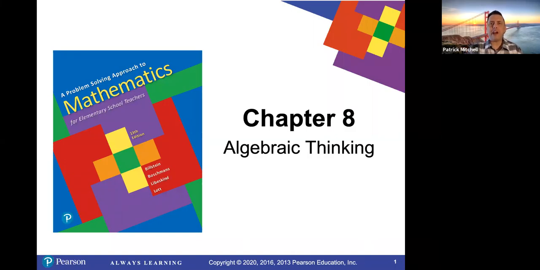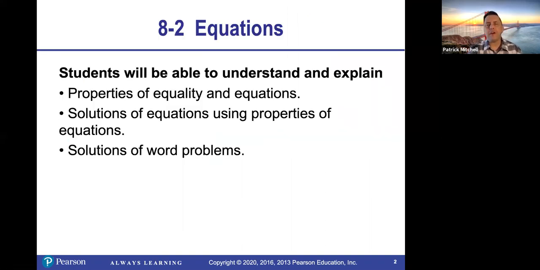We're continuing Chapter 8 on algebraic thinking. And today we're going to talk about Section 8.2, equations. In this section, you'll be able to understand and explain properties of equality and equations, solutions of equations using properties of equations, and solutions of word problems.